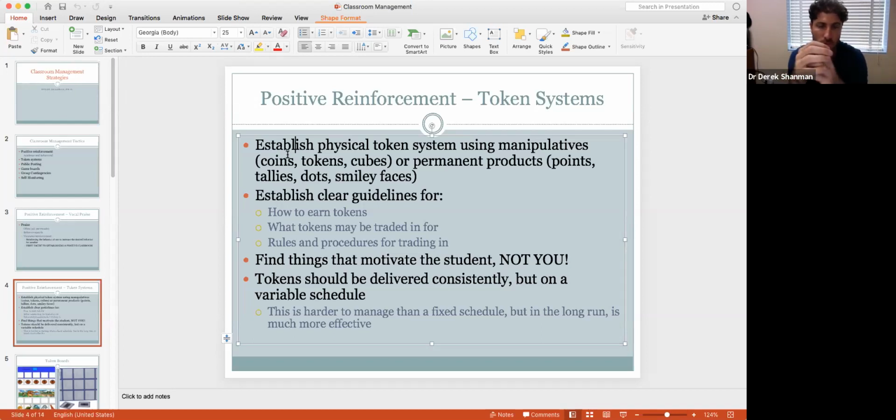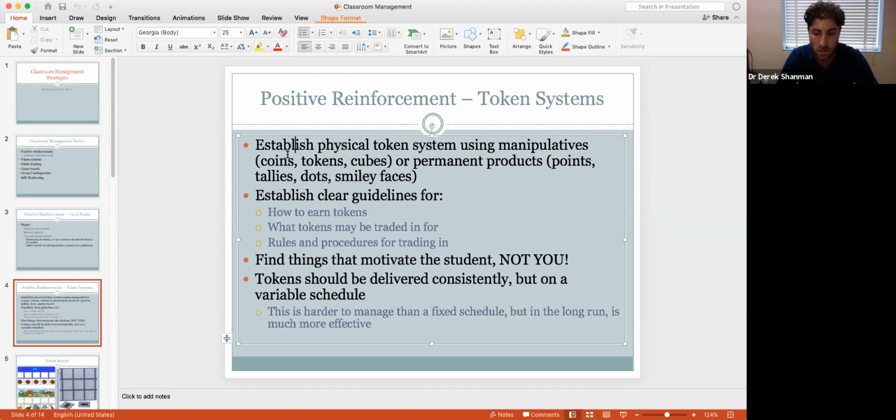So regardless of the token setup, we need to make sure our students understand how they're going to earn tokens, what they can do with their tokens, and what the process is for getting from earned tokens to earned reinforcers. All right. So starting off with how to earn tokens.